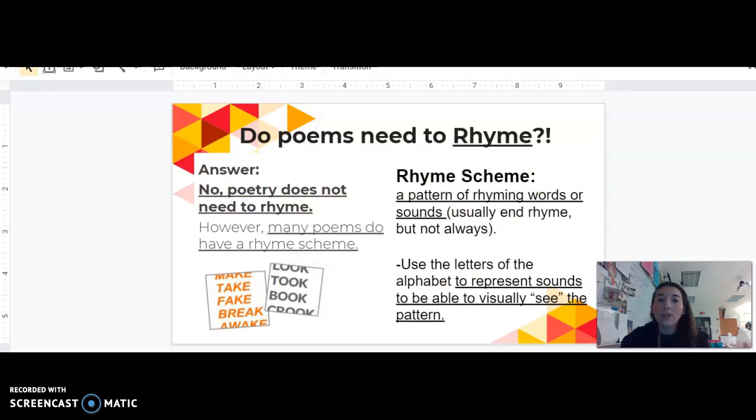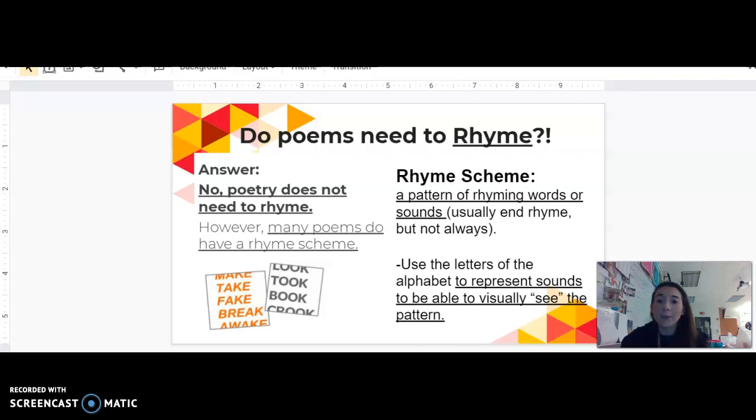As important as meter is, it's a little bit more common to create rhythm in a poem using a rhyme scheme. So we're going to talk a little bit about rhyme. So as far as do poems need to rhyme? No, poetry does not need to rhyme. However, many poems do have a rhyme scheme. So a rhyme scheme is a pattern of rhyming words or sounds, usually end rhymes, but not always.